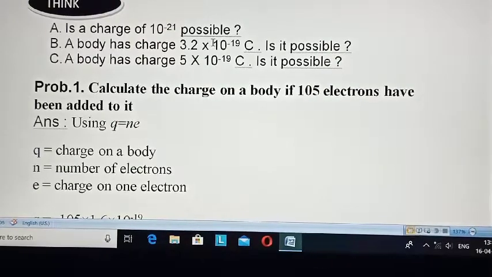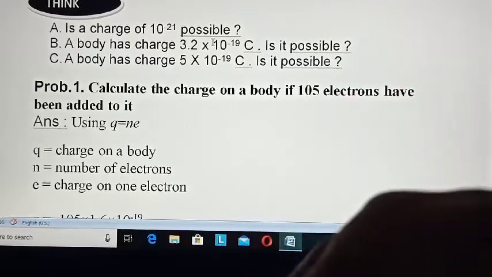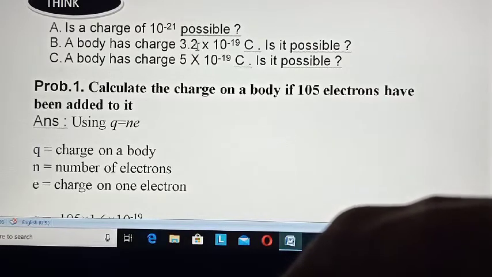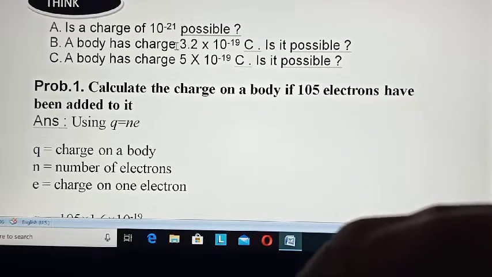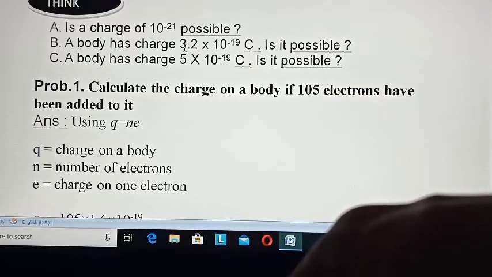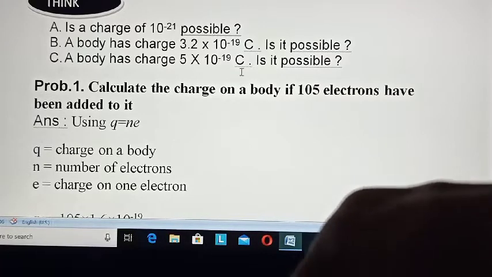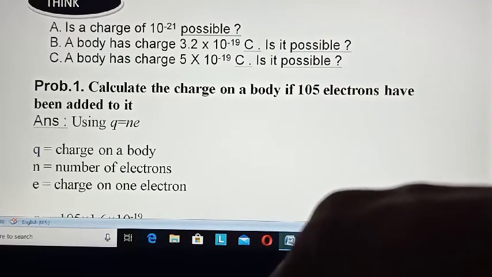But instead of asking that way, they may ask this way also, like 3.2 into 10 to the power minus 19 or 5 into 10 to the power minus 19. So you have to write in that form, standard form, Q is equal to Ne. Now here n is equal to 2, so it is possible. Here n is not an integer, so that is why it is not possible. Fine.